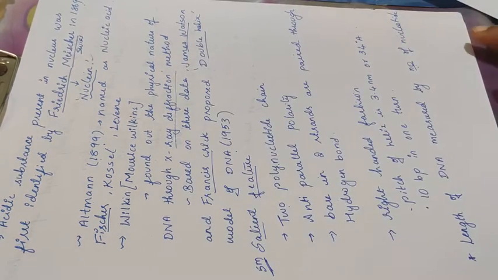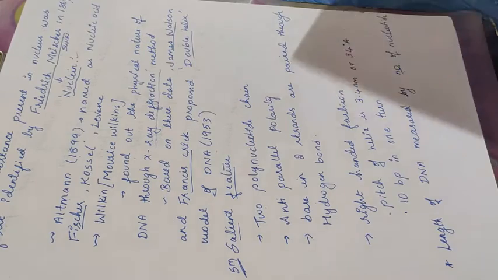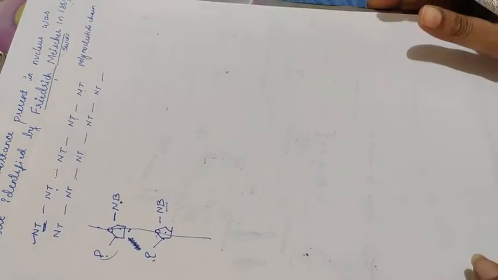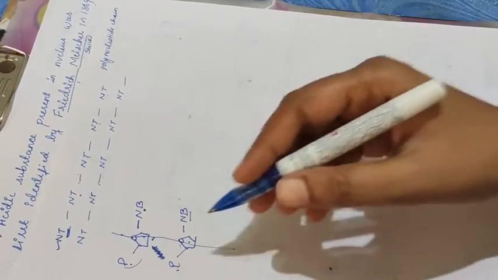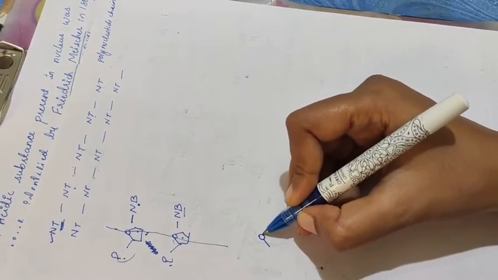And the second point is they show anti-parallel polarity. The two chains have anti-parallel polarity. So let us understand what is that anti-parallel polarity. I am going to write the structure again. This is a pentose sugar.